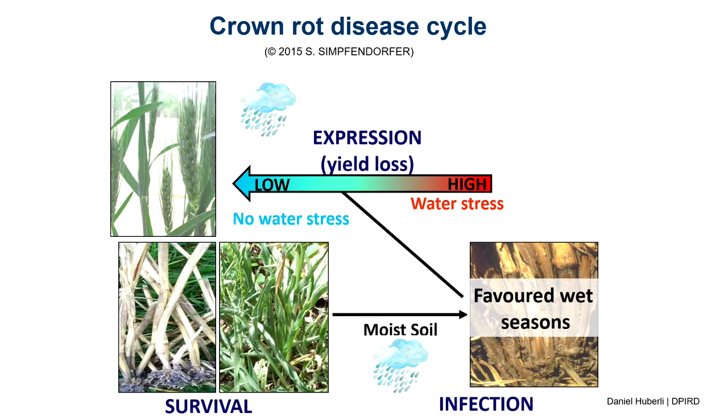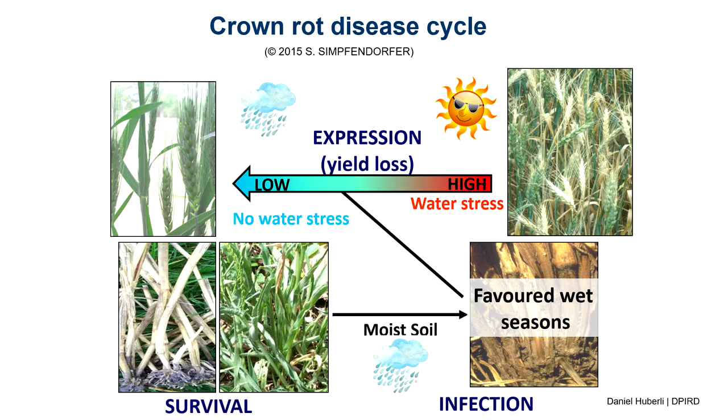Now, as you probably would know, the end of the season really dictates the yield loss. So this year, in most cases, we had good rain also at the end of the spring, and so there probably would have been fairly limited disease expression and hence yield loss.